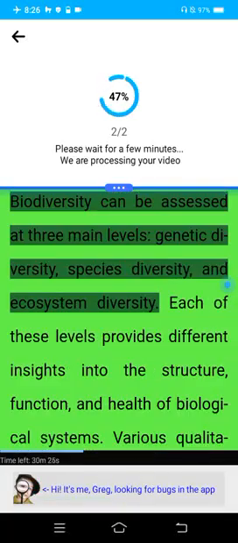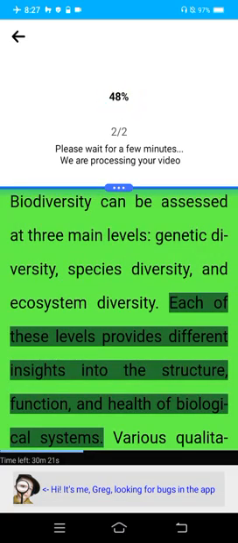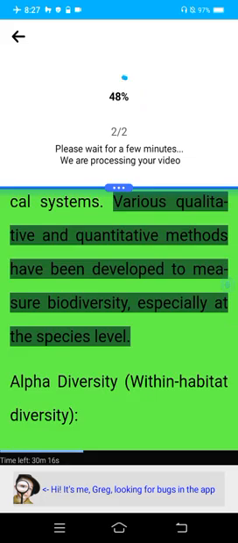Measures of biodiversity. Biodiversity can be assessed at 3 main levels: genetic diversity, species diversity, and ecosystem diversity. Each of these levels provides different insights into the structure, function, and health of biological systems. Various qualitative and quantitative methods have been developed to measure biodiversity, especially at the species level.